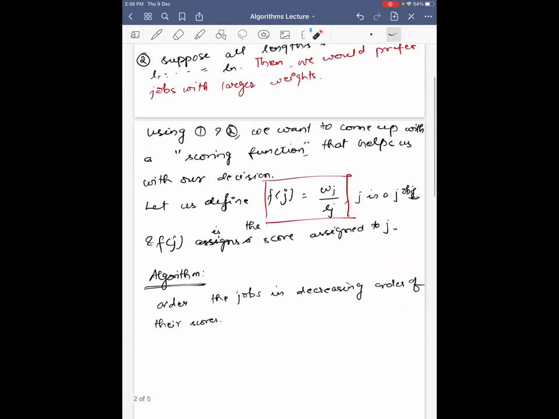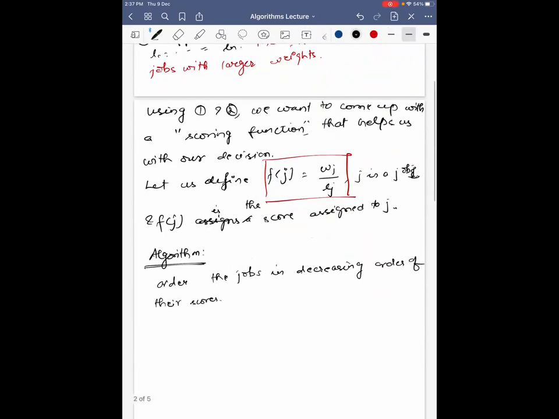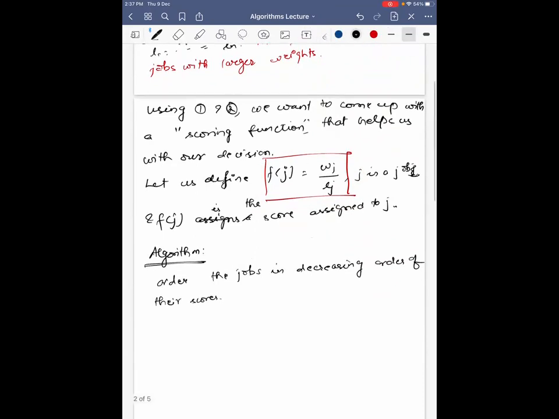And what we are saying is, in the most general instances, we'll be using this function to calculate the score associated with each job and then schedule the jobs in the decreasing order of their scores. And that will be the final output. So this is essentially your algorithm.